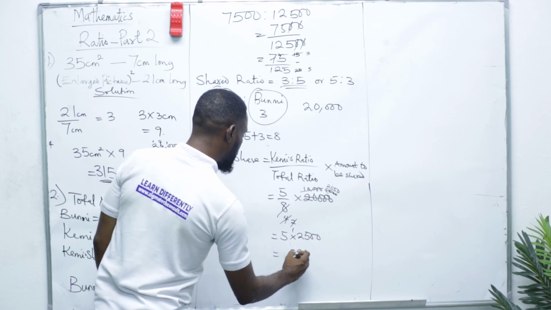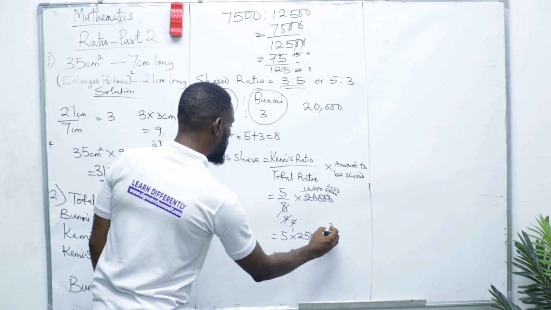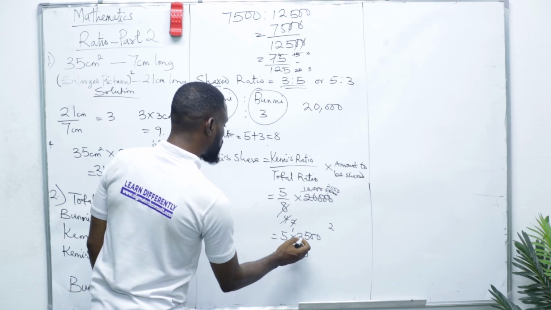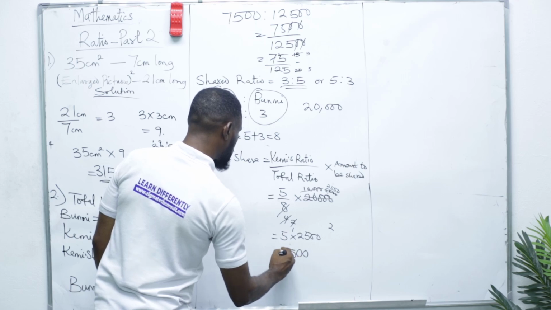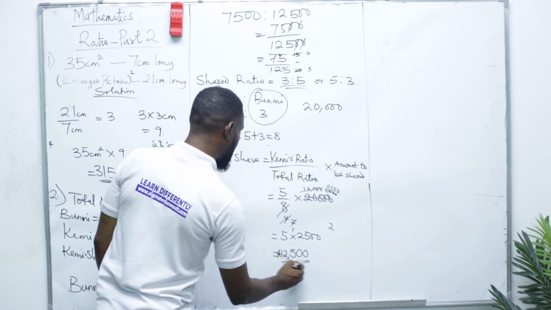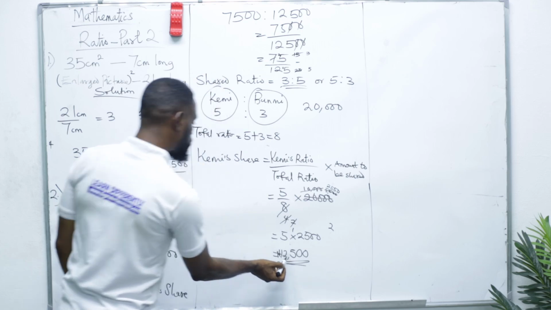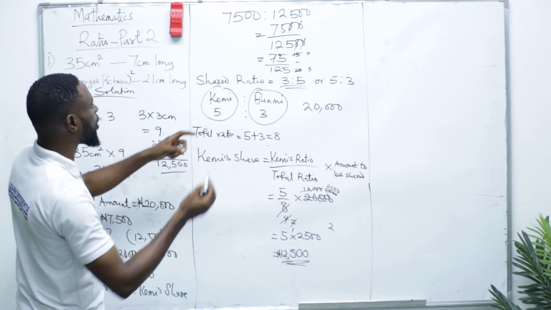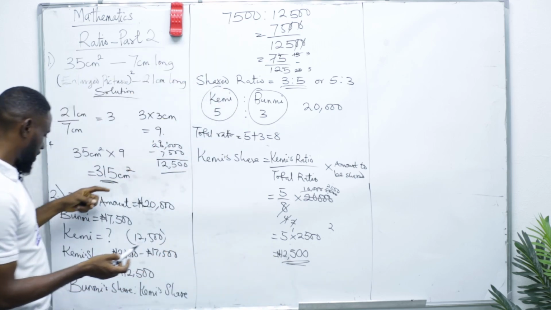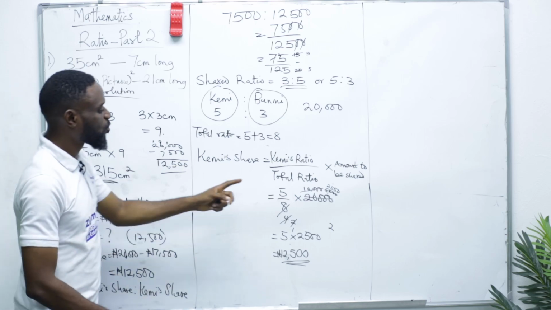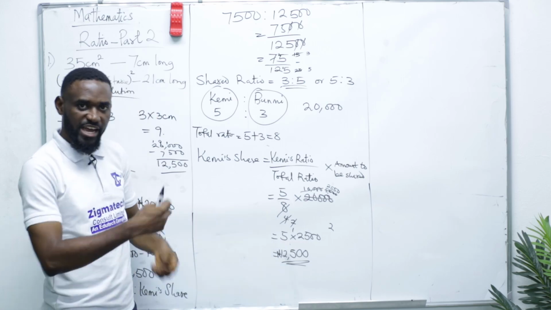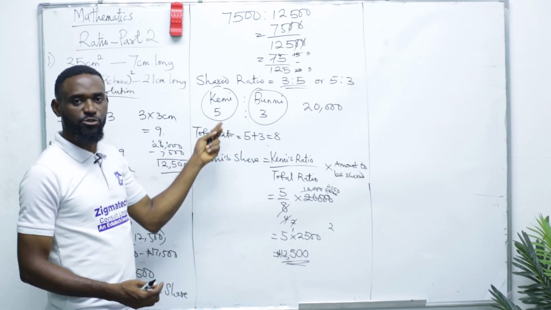Write down 5. Carry 2. Right? 5 times 2 is 10. Plus 2 is 12. So let's check. Kemi's share is 12,500. Was that what we got for Kemi's share? Yes. Kemi's share, 12,500. So you see that we can get the share from the ratio given to us.